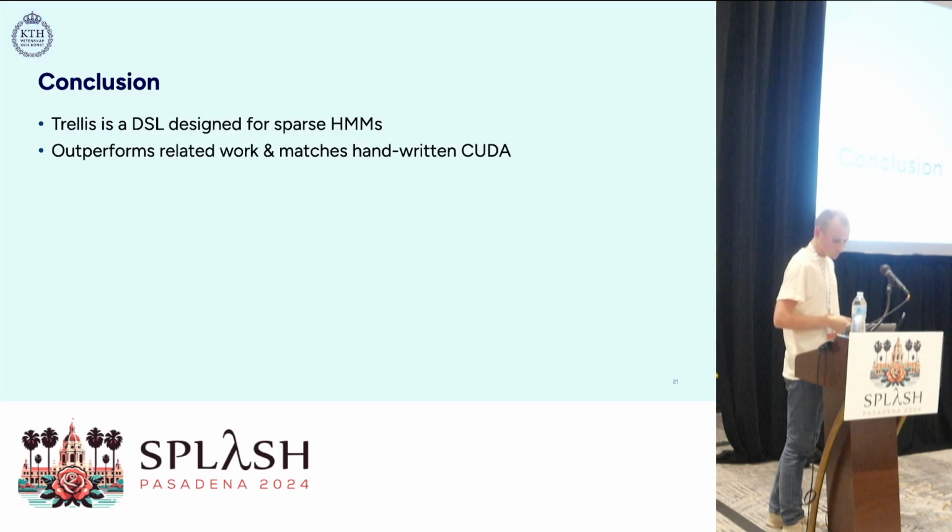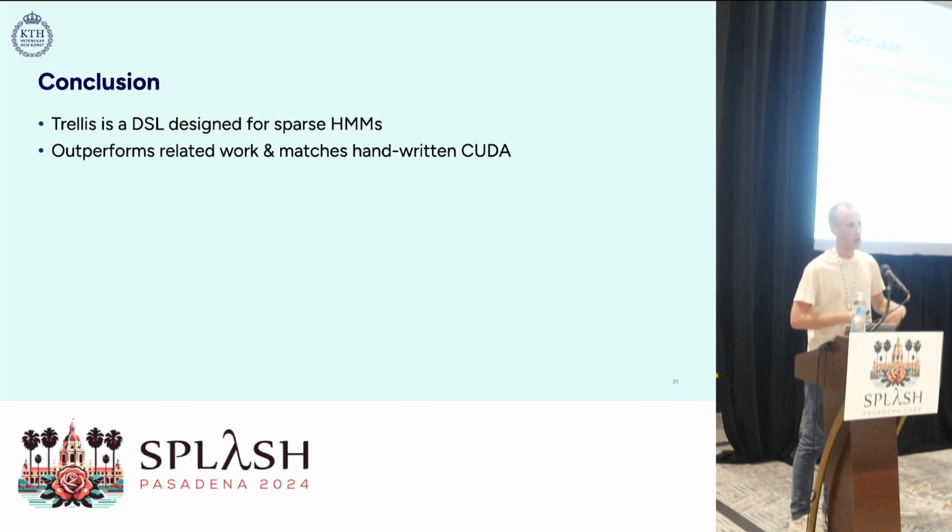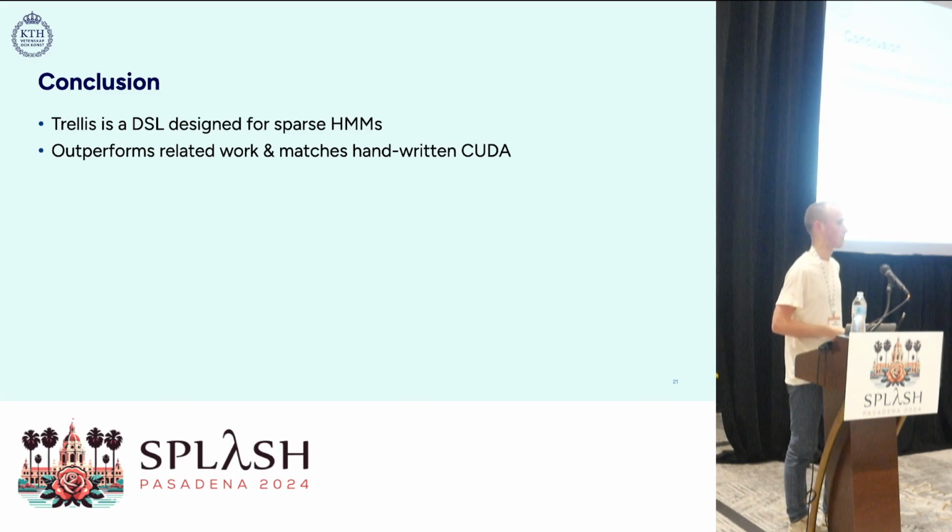Okay. So to conclude, Trellis is a domain-specific language designed specifically for sparse HMMs. And as we saw in the previous slides, it is able to significantly outperform previous work for sparse HMMs. And it's also able to match the performance of a handwritten CUDA kernel.